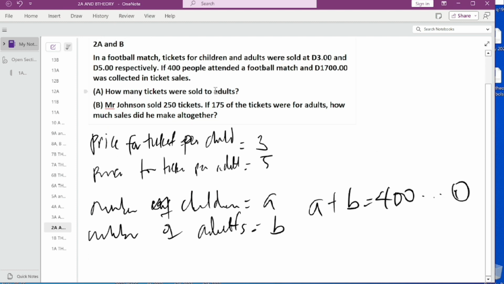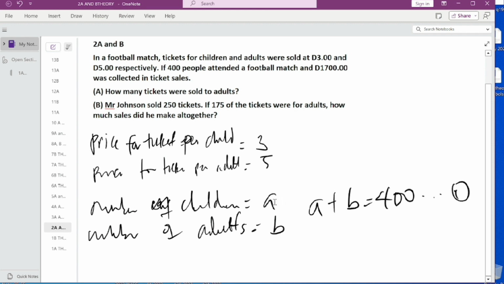So we have that part solved, and D1,700 was collected in ticket sales. That means the total sales on the ticket is 1,700. And how can we do this? We know the number of children who attended times the ticket per child and the number of adults who attended times the ticket per adult. We add them together to get the total sales. So it's like saying, let's say for example, 10 children attended and the ticket per child is sold for 3 naira, or whatever 3 is in your currency. That's 3 times 10, that's 30 naira.